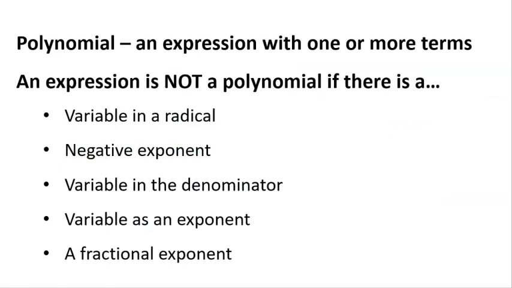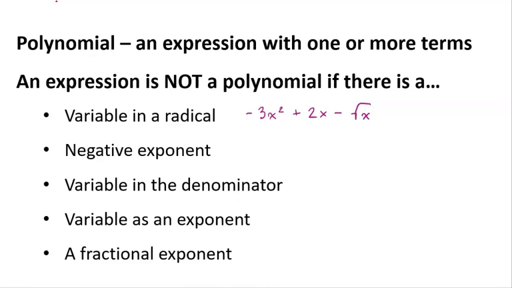So let's go ahead and get started, and let's start with what a polynomial is and isn't. So a polynomial is an expression with one or more terms. And so let's give some non-examples. So a variable in a radical. So we can't have something like negative 3x squared plus 2x minus the square root of x. That square root of x automatically makes it not a polynomial.